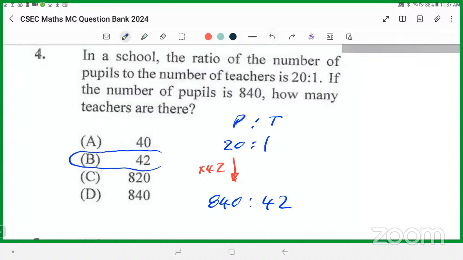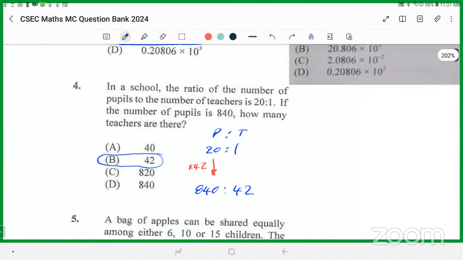Now, another question I could ask for this is, what is the total number of teachers and pupils? You'd have to add these. All right. So look out again for this question where they actually tell you the total number of teachers that you have and ask for the number of pupils, where they switch it around. So you have to look out for that as well. All right. That one is that.